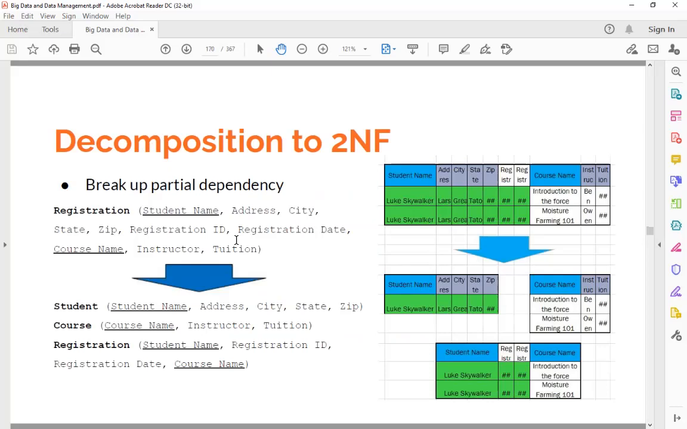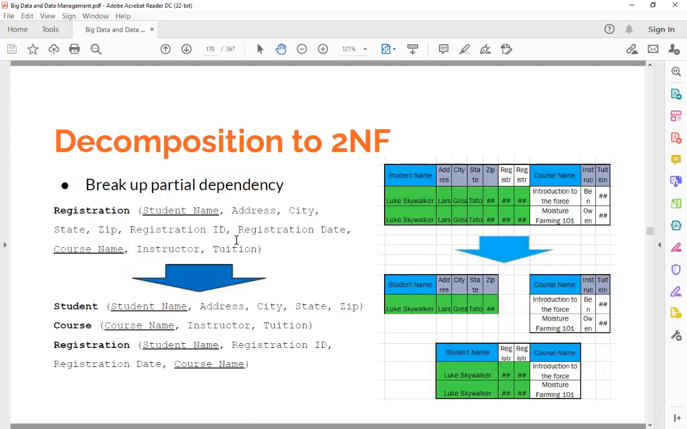Let's take a look at the example. In this case, we already have student name and course name as a primary key for the registration, right? This is already first normal form compliant. There's no repeating group, no null value. Now, address, city, state, zip are dependent on student name, so we will break it up into one new relation. And the course instructor and tuition depend on the course name, so we have a partial dependency on that. We will break out a new relation called course.